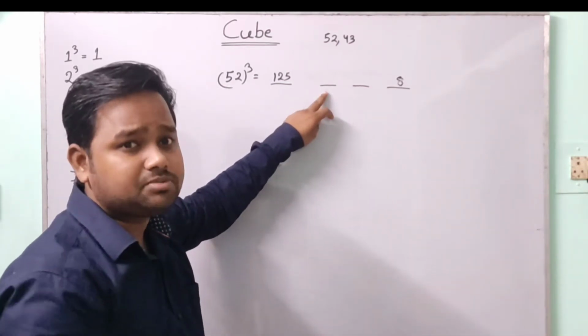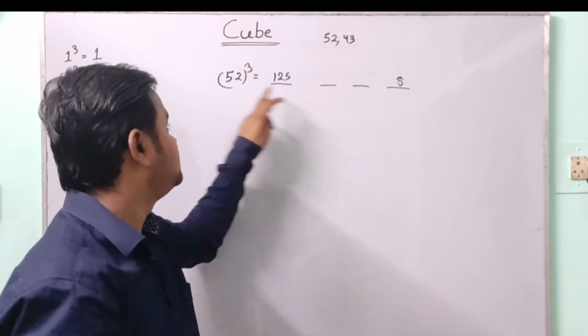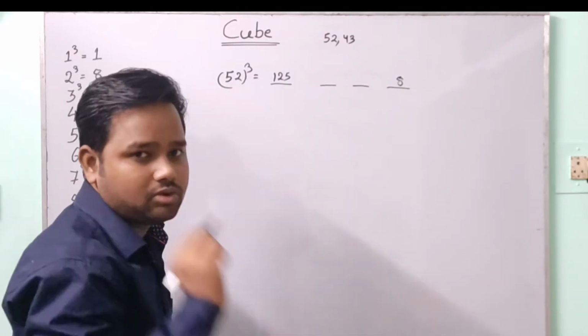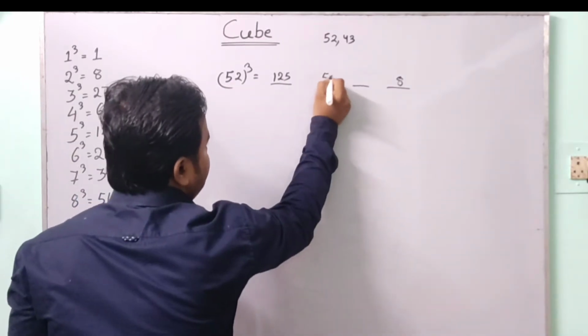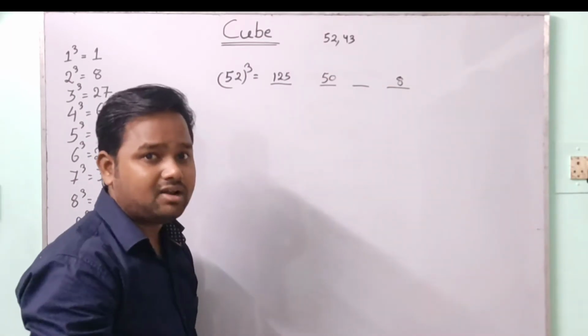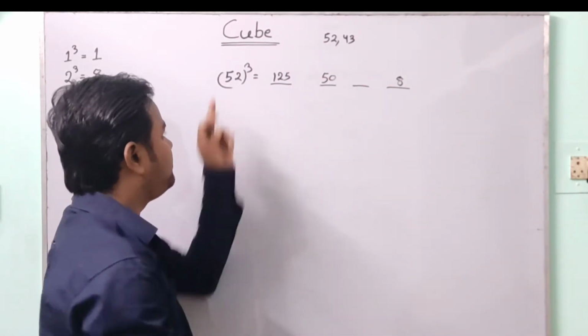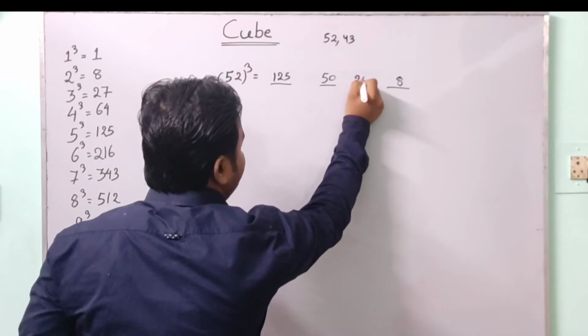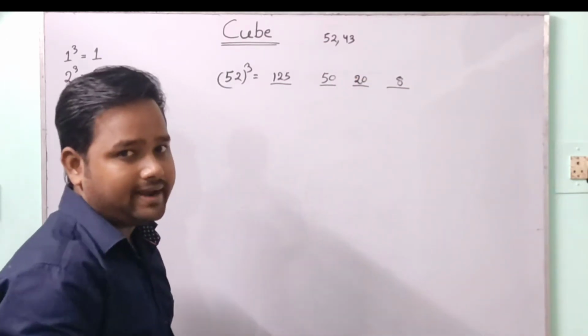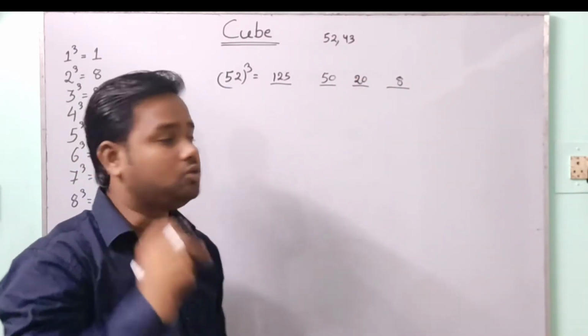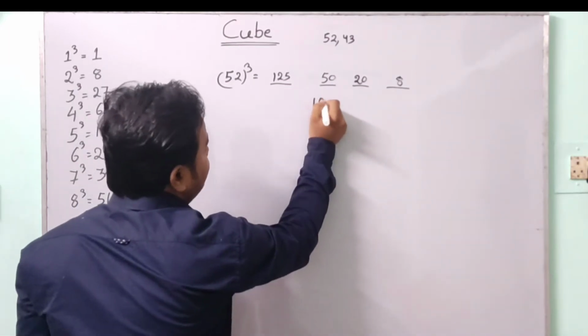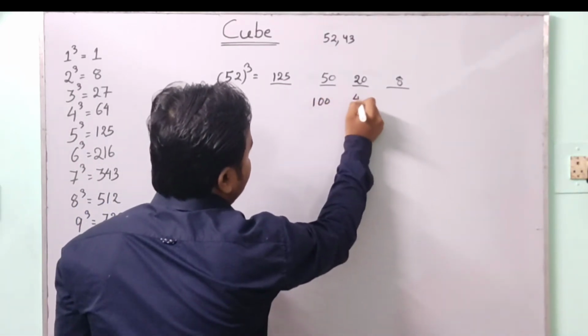The second place and third place: the second place consists of the square of the first number into the second. So 5 squared is 25, into 2 is equal to 50. This place is the square of the second number into the first: 2 squared, 4, into 5, 20. Next I will write the double of the middle two numbers. That means here it is 100 and here it is 40.